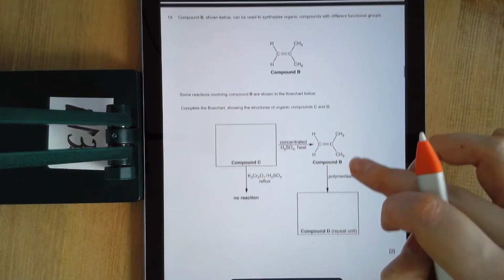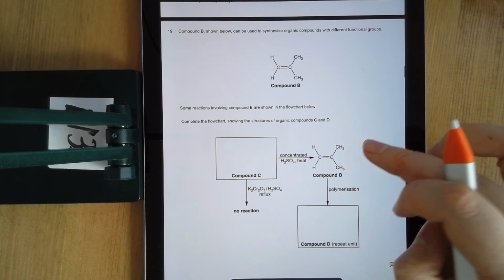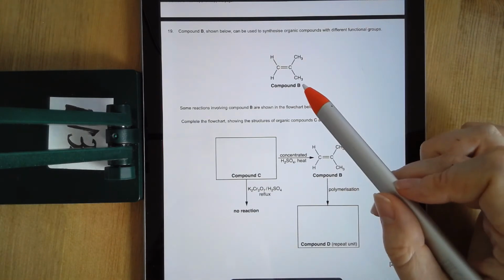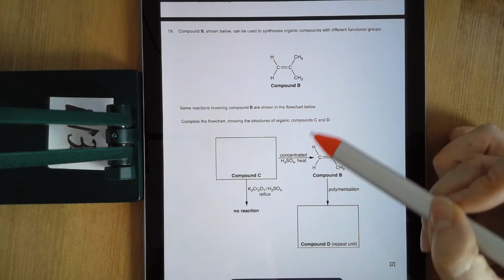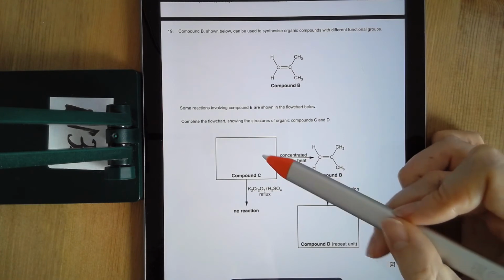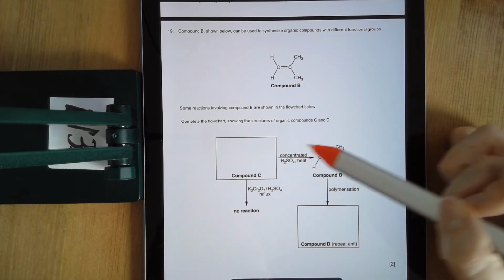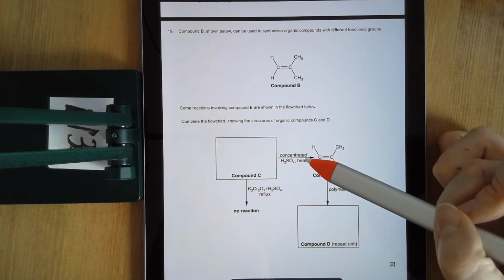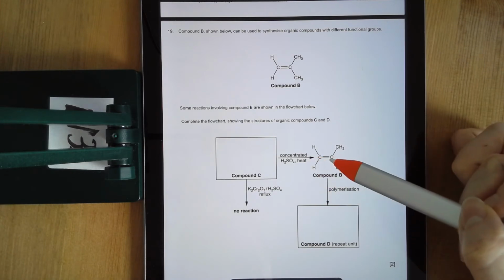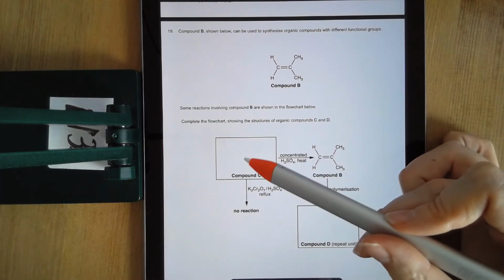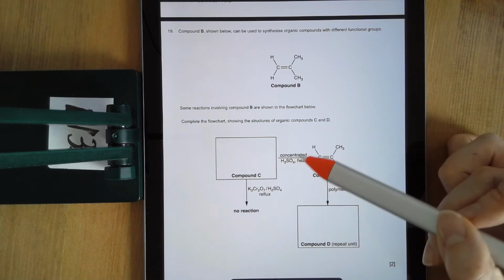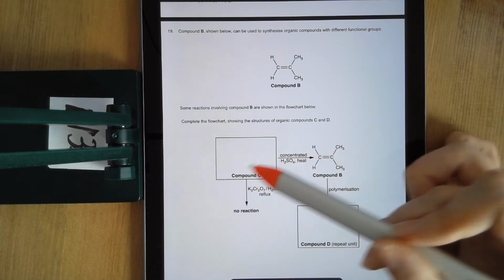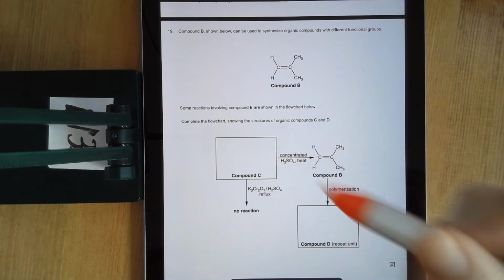19. Oh, I did want to look at this one, didn't I? Yes, I did. So you are starting off with compound C, and when you heat it, you end up with an alkene. Okay, so if we have an alcohol and you heat it with an acid, you end up with an alkene. So I know I must have an alcohol here.